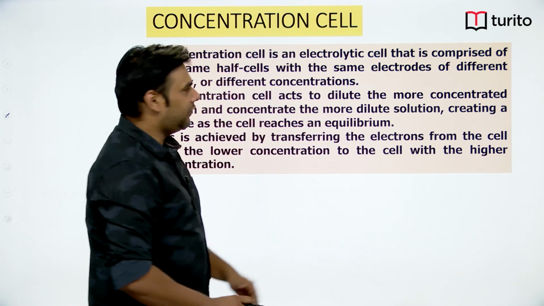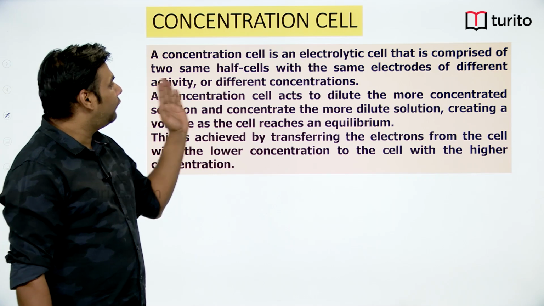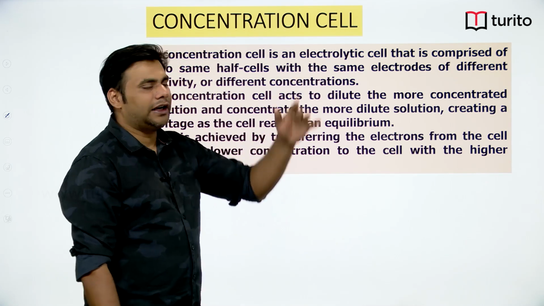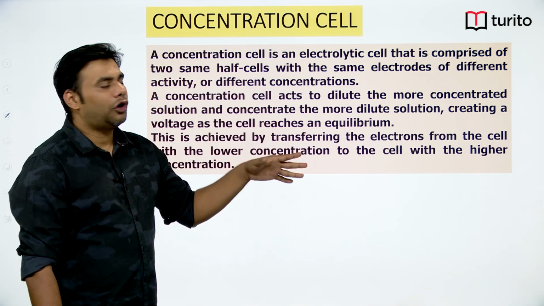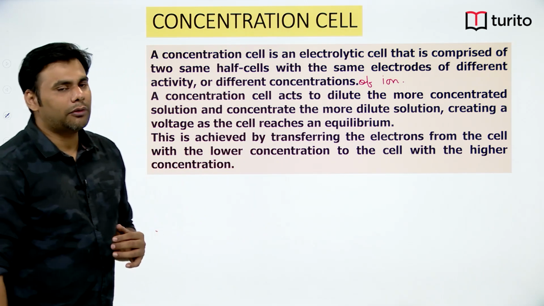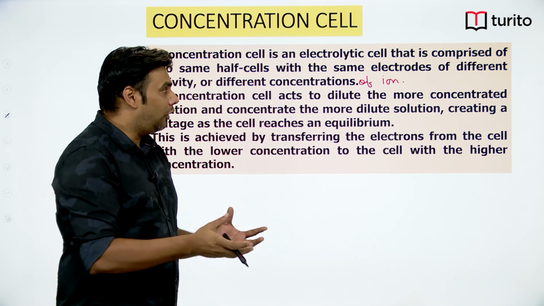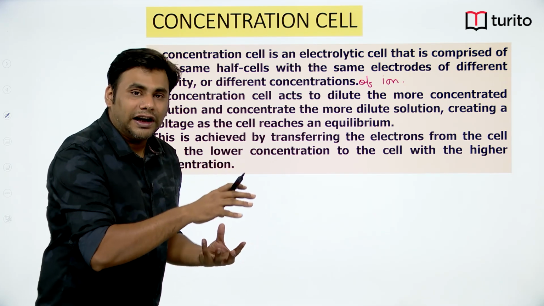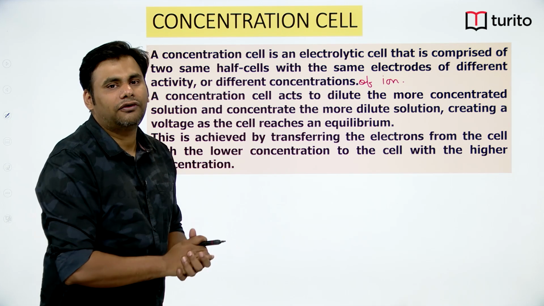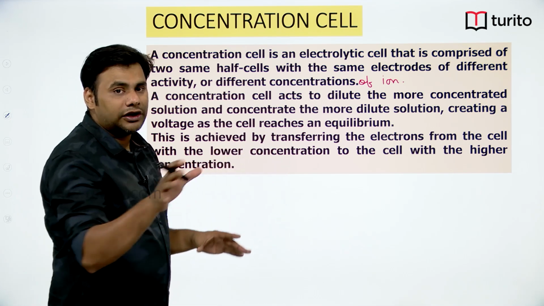So let us look at the definition. This says that a concentration cell is an electrolytic cell that is composed of two same half cells. I have already told you we have to take two same half cells with the same electrodes of different activity or different concentration of the ion. So this you need to remember. A concentration cell is basically a cell made up of two same half cells of the same electrode, but those electrodes can be of different activity or the ion in the solution can have different concentration. Such cells are known as concentration cells. I will take an example to make you understand this also.